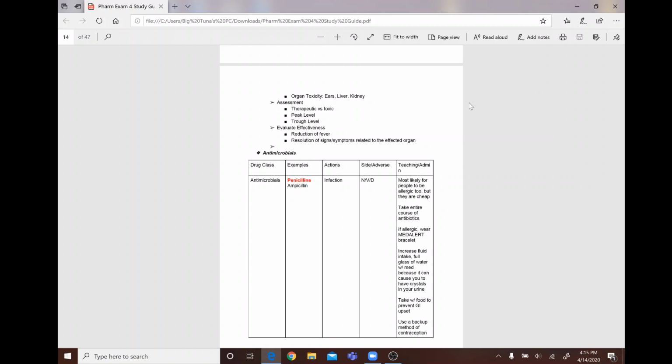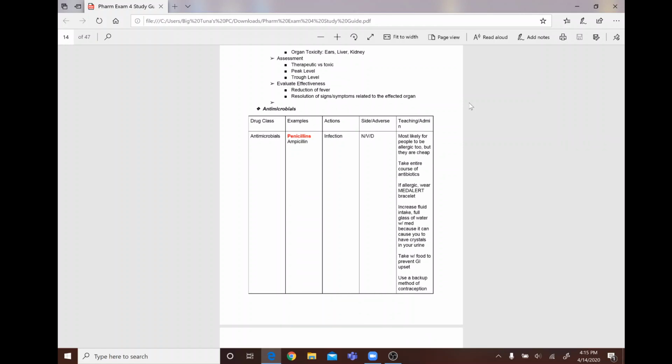What is the action of penicillin? Infection. What are side and adverse effects of penicillin? Nausea, vomiting, and diarrhea.